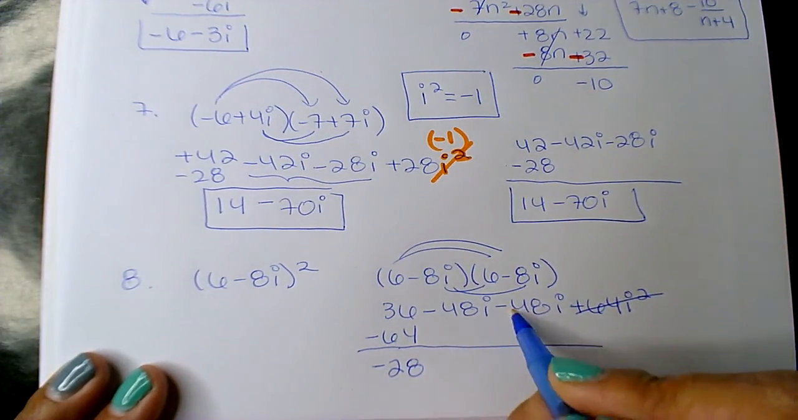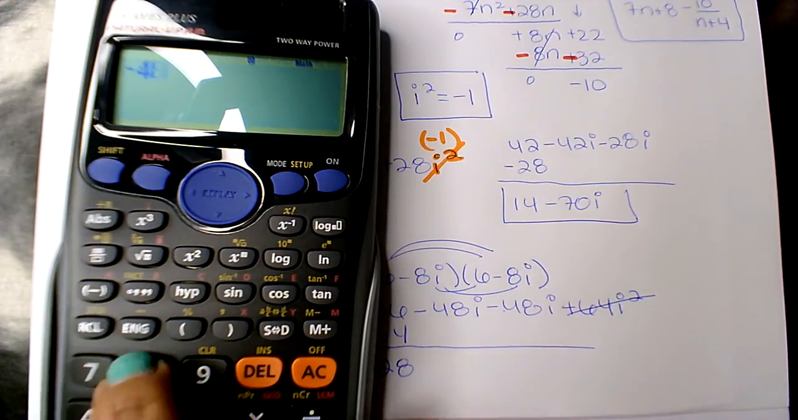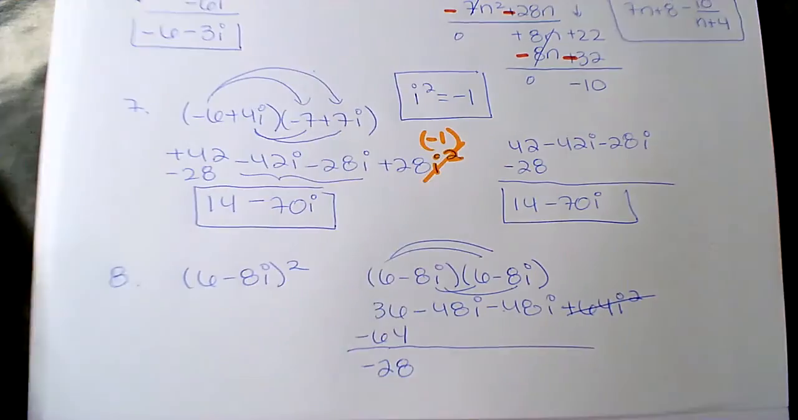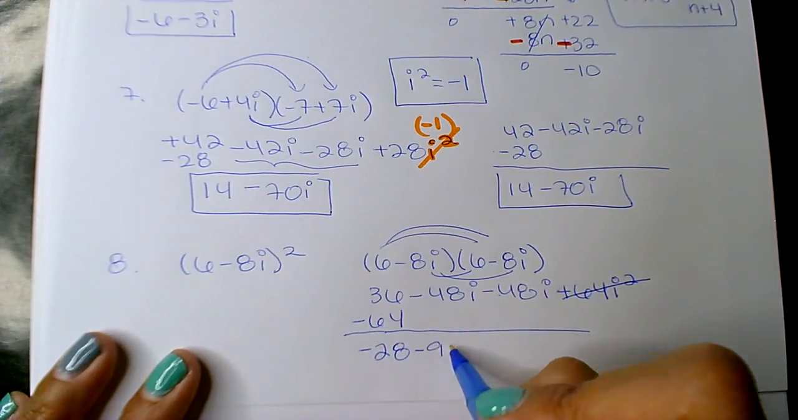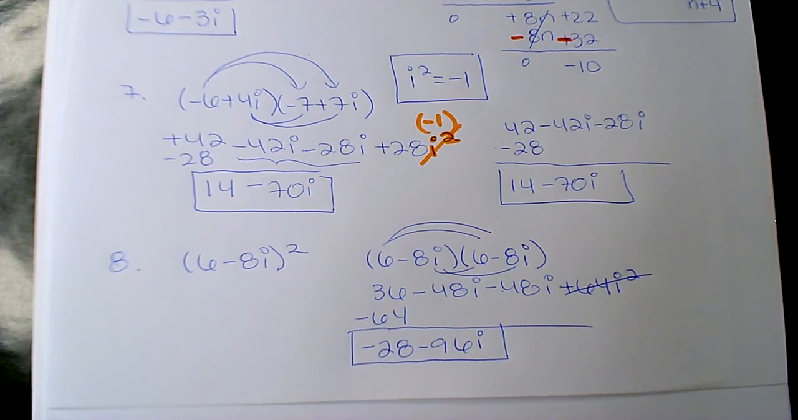And then negative 48, negative 48. You're welcome to grab those calculators and verify. And I did negative 96. Don't make an arithmetic error tomorrow. Use the calculator. Double check your math.